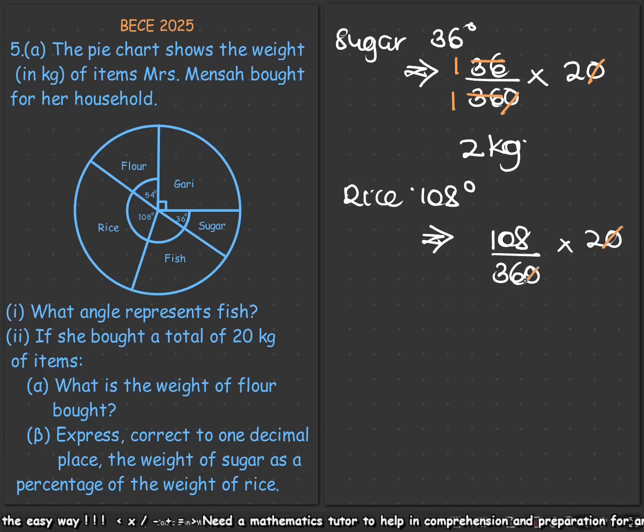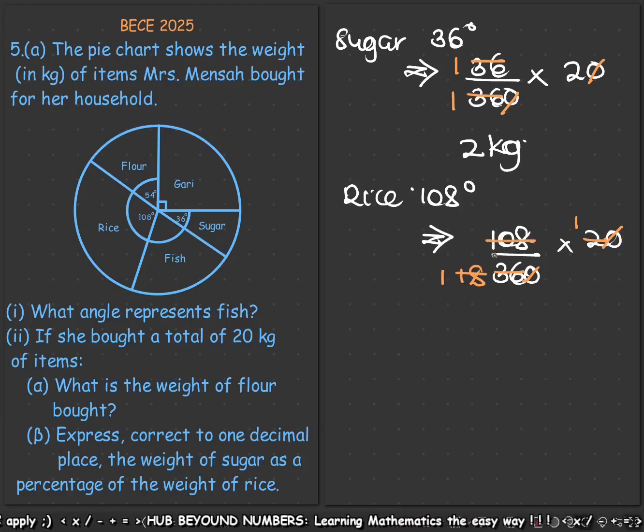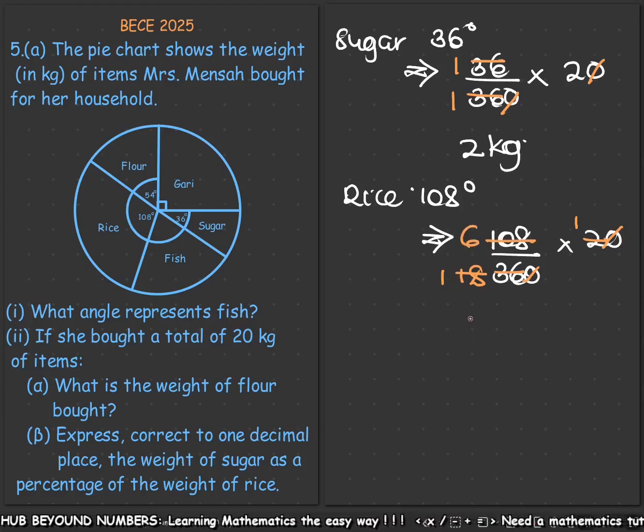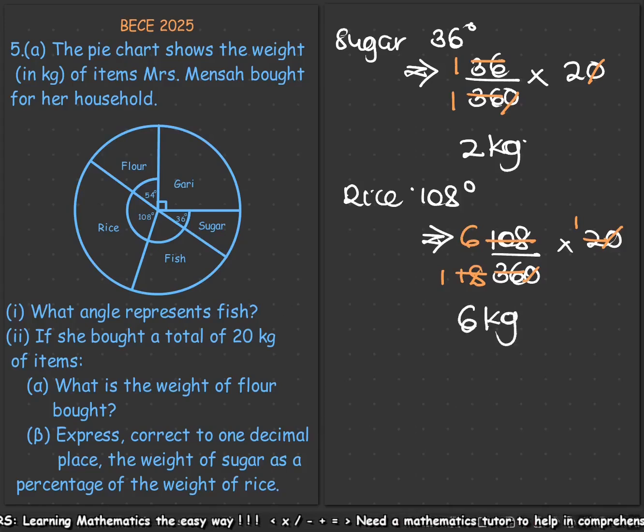This 0 here takes out this 0, and we say 2 divides itself once. We divide this one how many times? 18 times. You see, and 18 also divides itself once. So 18 divides itself once, and it also divides 108 how many times? 6 times. So you have 6 times 1, giving us what? 6. And not forgetting our unit, we are talking of 6 kilogram. You see, now we have the weight of sugar and we have the weight of rice.